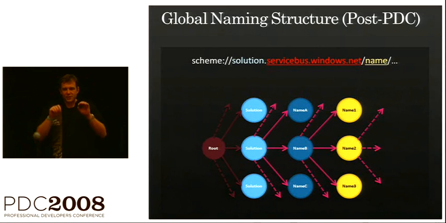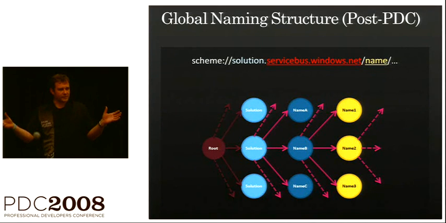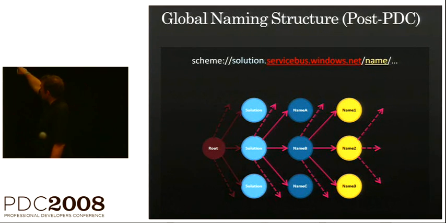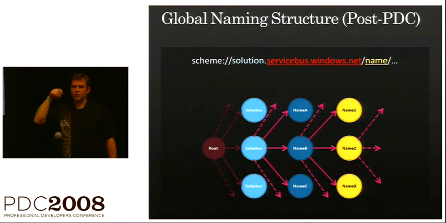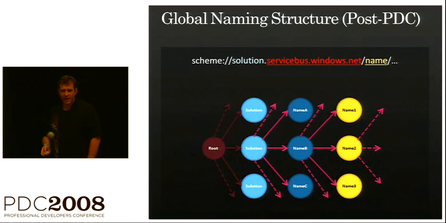But this is a naming system that's focused on services and not focused on hosts. So it's completely separate from the notion of what machine it runs on. Servicebus.windows.net is basically just a resolution into our naming fabric that we have, but your endpoints can live somewhere completely different.